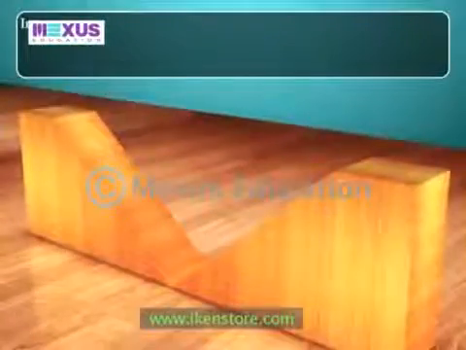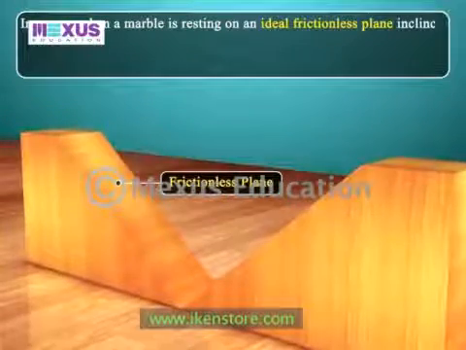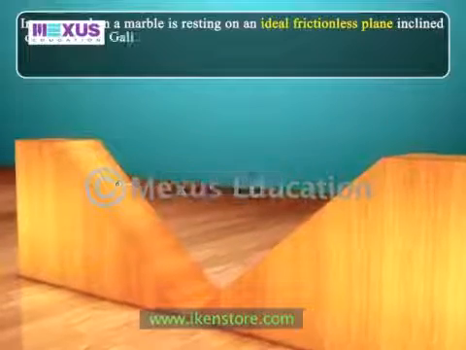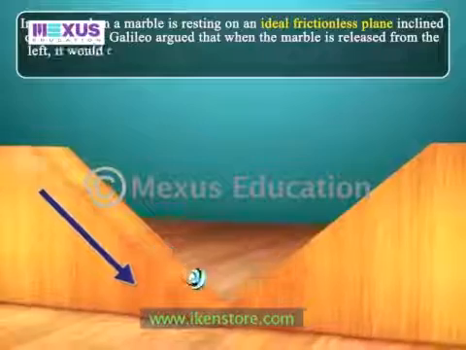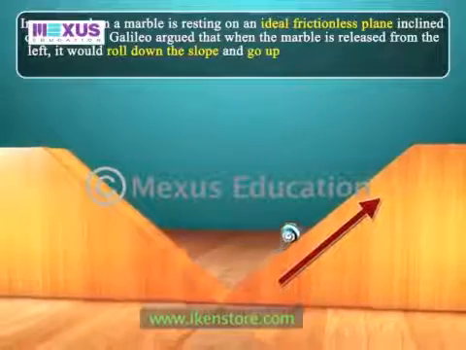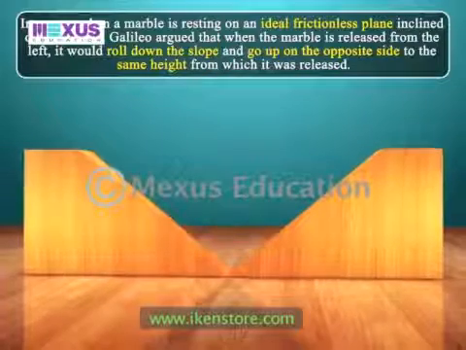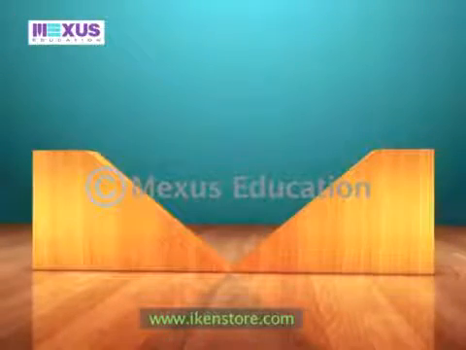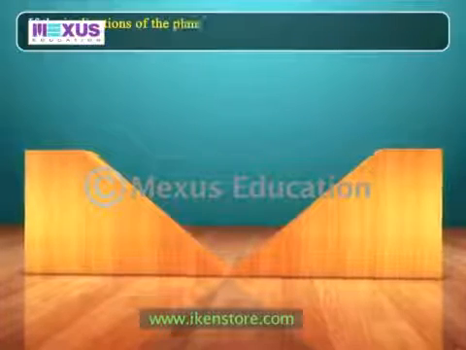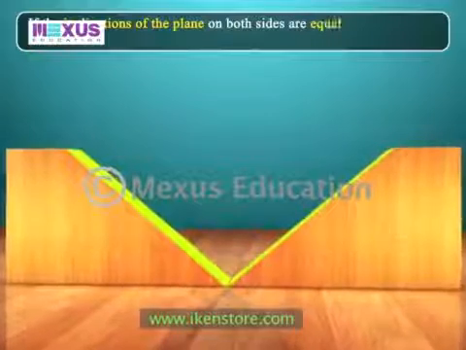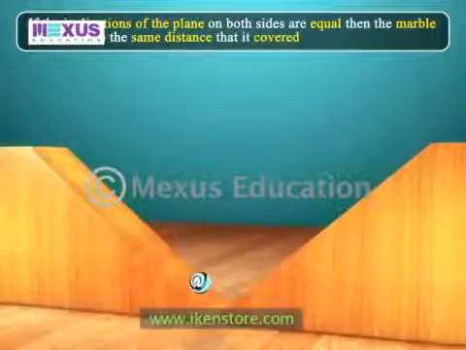In a case when a marble is resting on an ideal frictionless plane inclined on both sides, Galileo argued that when the marble is released from the left, it would roll down the slope and go up on the opposite side to the same height from which it was released. If the inclinations of the plane on both sides are equal, then the marble will climb the same distance that it covered while rolling down.